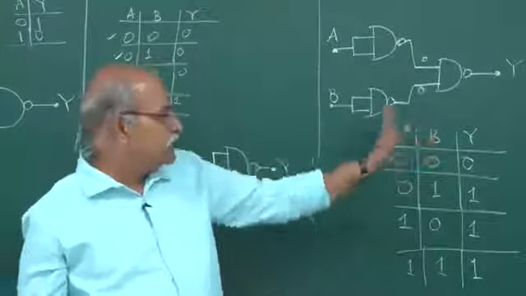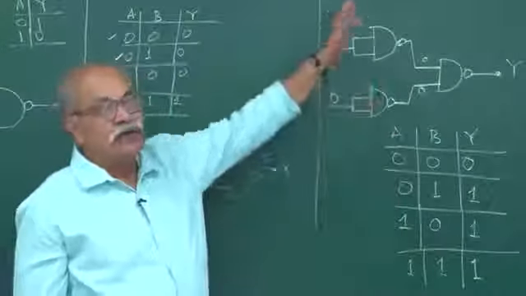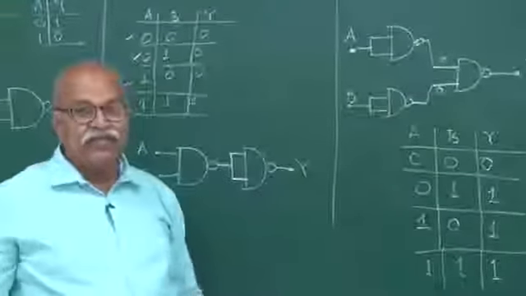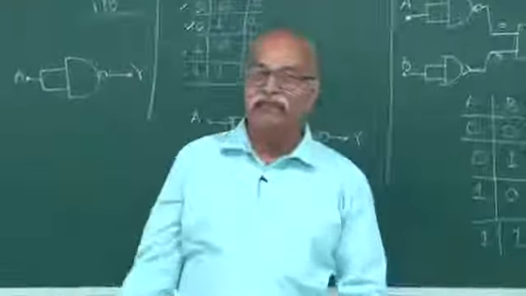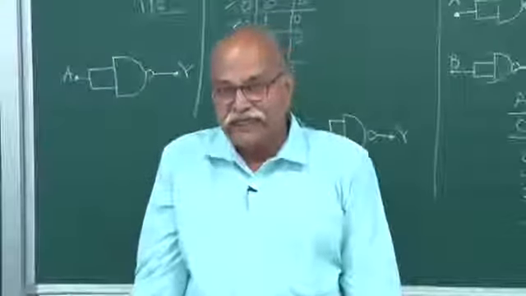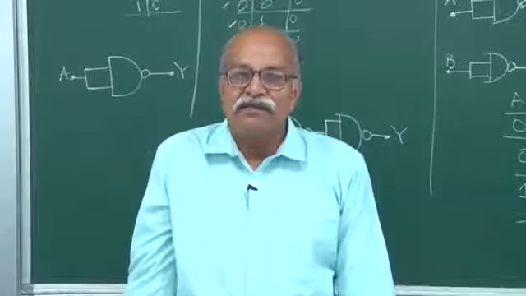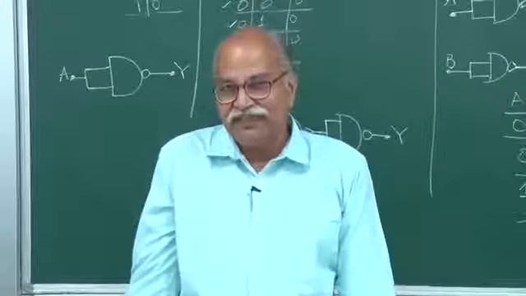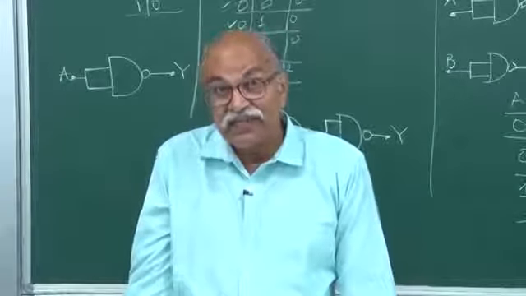And you can see that this is OR. So this gives me OR circuit. So using only NAND gates, you can create any other gate, AND, OR, NOT, and all digital circuits are combinations of these. So you can do that. So it is a universal gate.